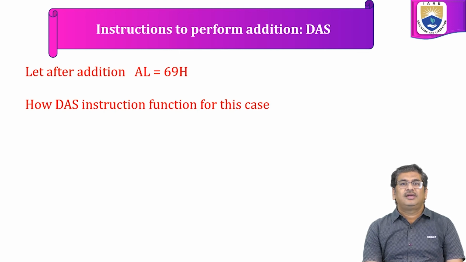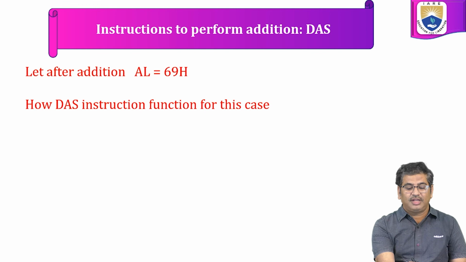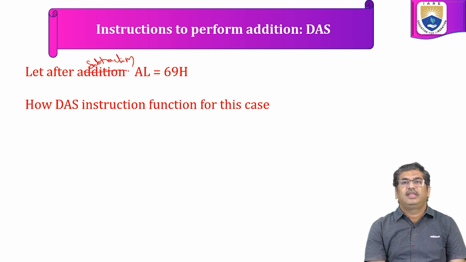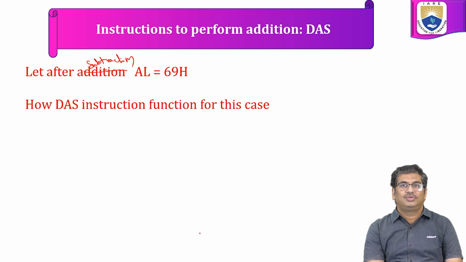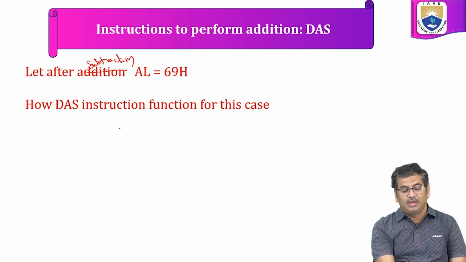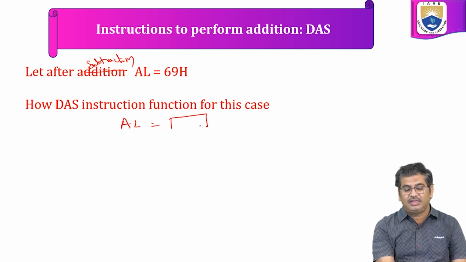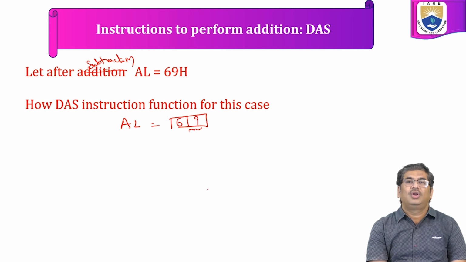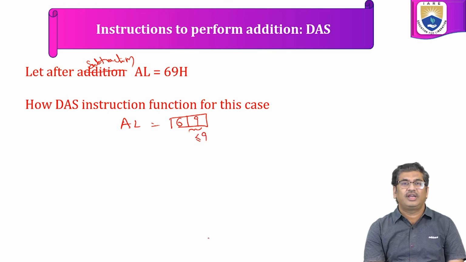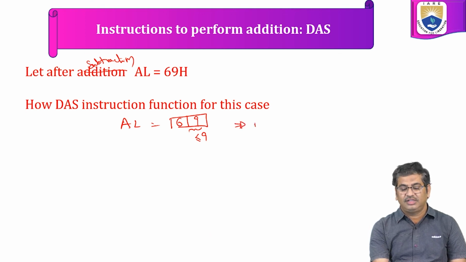We will move to the next example where we are assuming after subtraction, the AL register content is 69H. Now we will see how this DAS instruction will work. First step, we take the AL register and examine the lower nibble. In this case, 9 is the lower nibble, which is a valid BCD number as it is less than or equivalent to 9, condition satisfied. So don't alter the contents of the AL register. The AL register contents are unchanged after the first step.